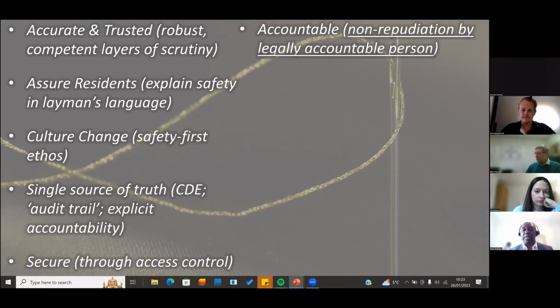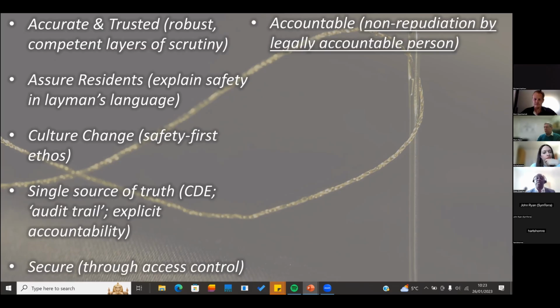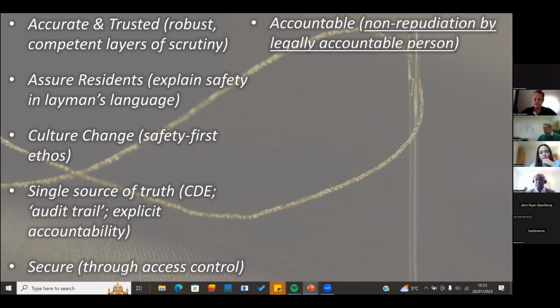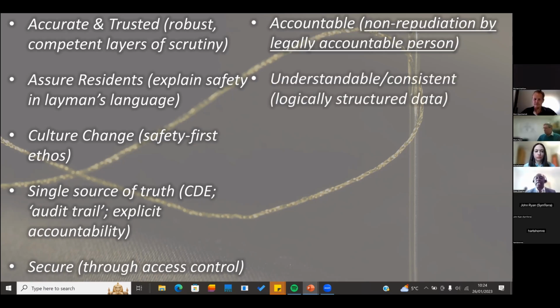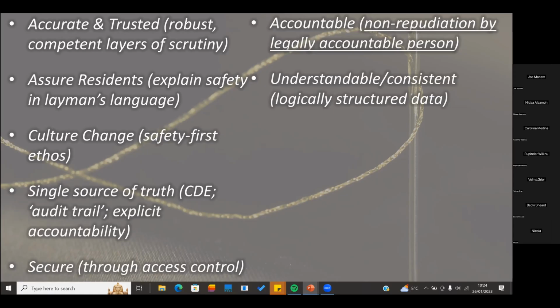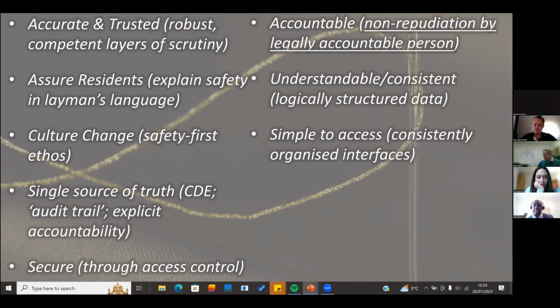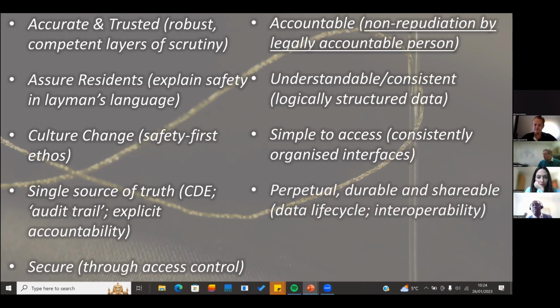What we also need to ensure is that there's non-repudiation by a legally accountable person. One of the things you see in Grenfell is that repudiation where people say, well, I didn't say this. So we have to have that non-repudiation. And of course, there needs to be an accountable person. It has to be understandable and consistent. So that means that the data needs to be logically structured. And it has to be simple to access, which means that the interfaces with that information need to be consistently organized. Otherwise, people will be constantly wondering what's the next step in what they need to do.